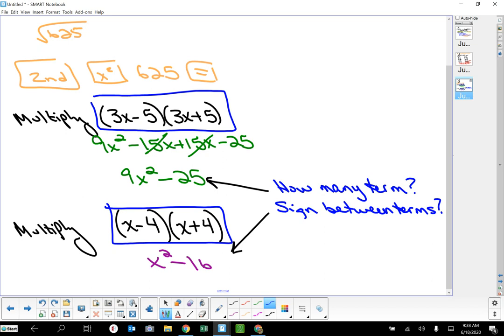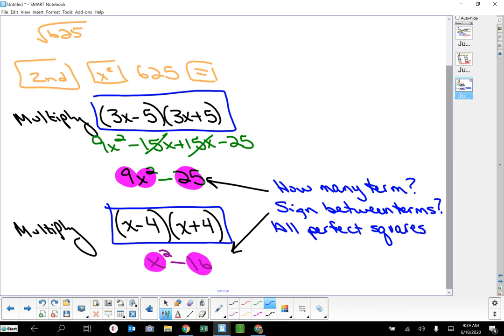Also, what do you notice if I were to actually highlight the 9, the x squared, the 25, the x squared, the 16? Do you notice anything about all of those? What do they all have in common? They are all perfect squares. Even the x squared, right? Like the square root of x squared is just plain x.